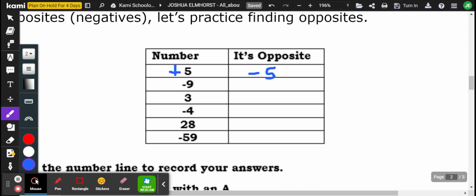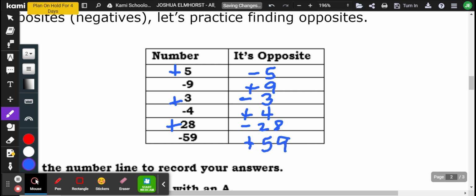So if you were at negative nine, what would the opposite of going left on the number line negative nine be? It would be going right. You could just put nine or positive nine. The opposite of positive three is negative three. The opposite of negative four, positive four. The opposite of positive 28 is negative 28. And just for example, a large number, the opposite of going left or negative 59 spaces would be going right or positive 59 spaces from zero.